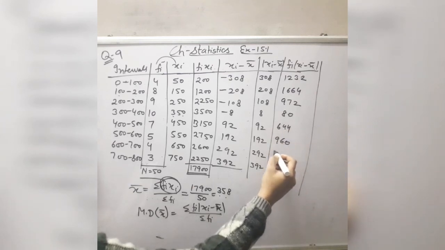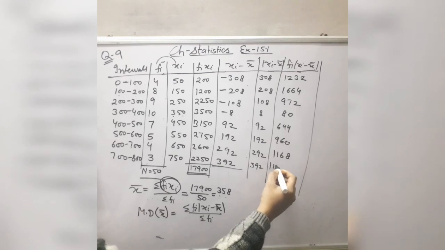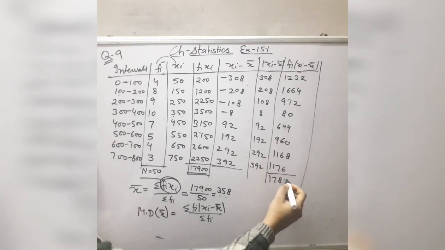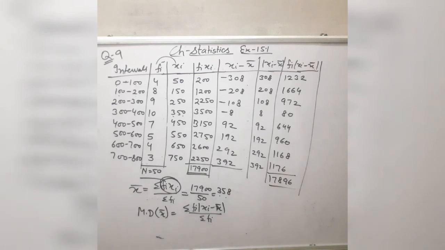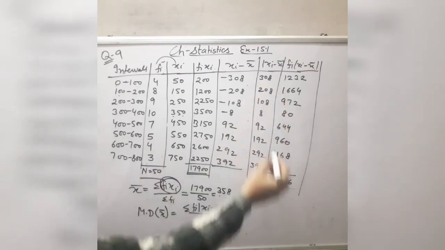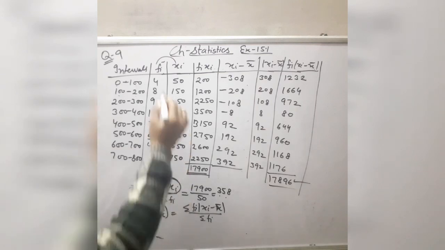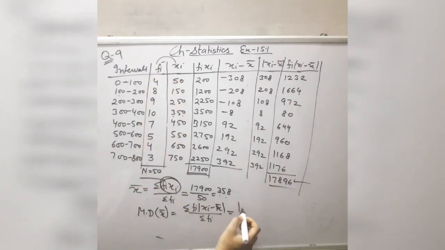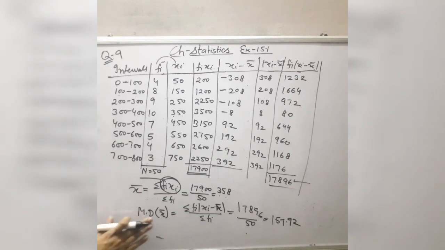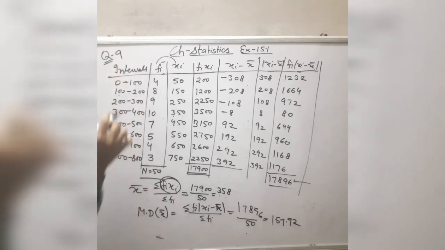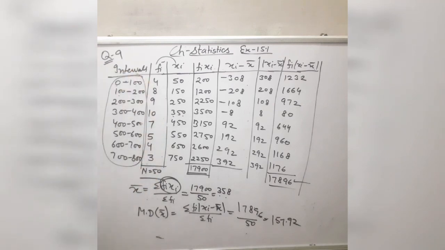Again I am saying you will do the calculation work very carefully. Check my calculation also. If any mistake is there, you can correct it. Now the sum of this product is 17896, and the sum of all the frequencies is 50. So what is the value of the mean deviation? 17896 divided by 50, and when you divide it, it will give you approximately 157.92. So this is the value of the mean deviation about mean if intervals are given to you, meaning data is given in the form of intervals. So this is the third type in which we have calculated mean deviation. The remaining questions of this exercise you will do yourself.